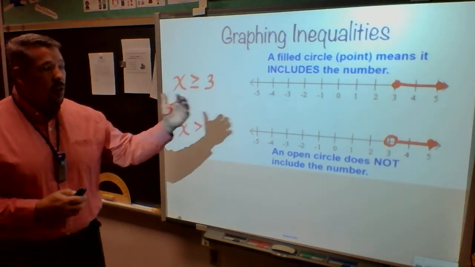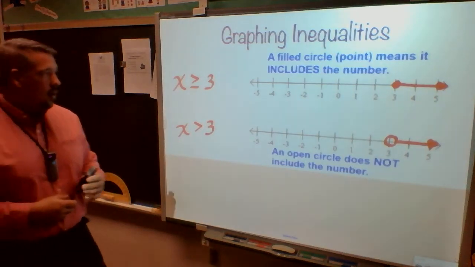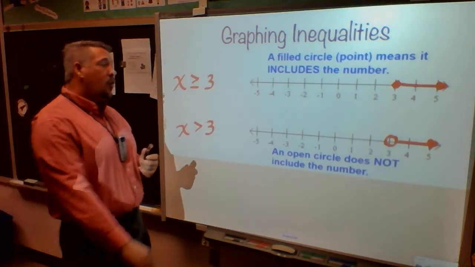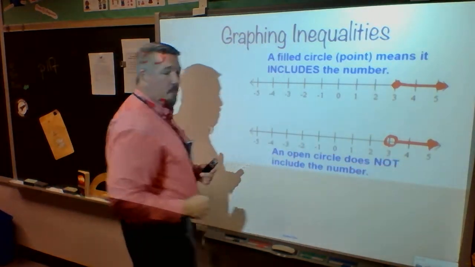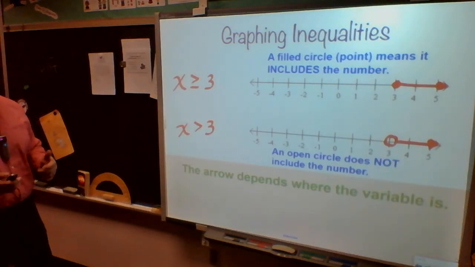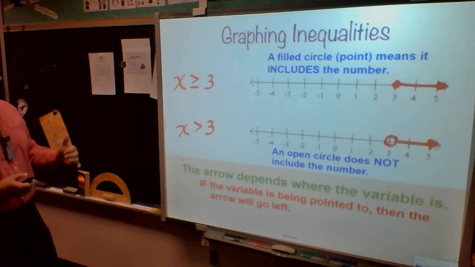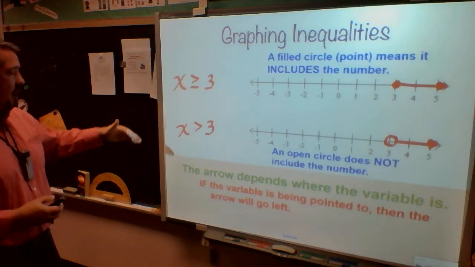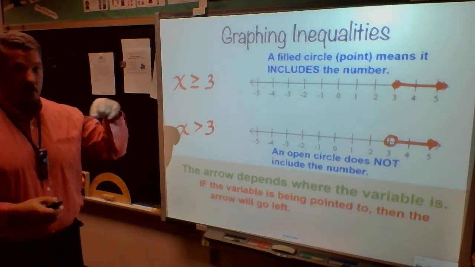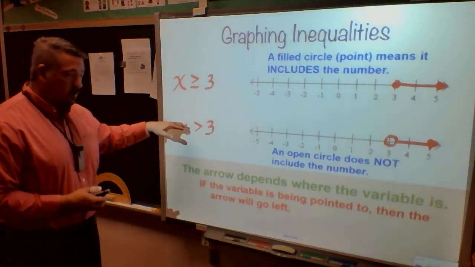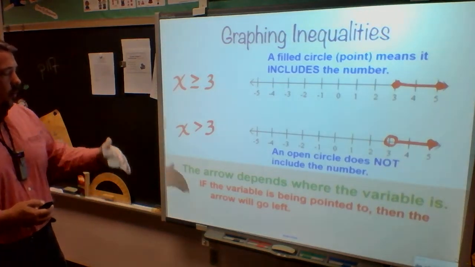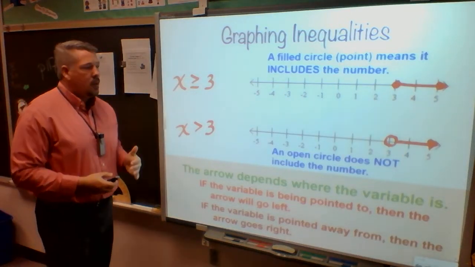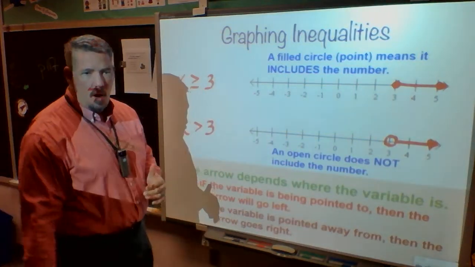The arrows then tell me everything else that will be included. So it could be 3, or it could be anything bigger than 3. It could not be 3, but it could be anything bigger than 3. So the arrow depends on where the variable is. And where that variable is then, if the arrow is being pointed to it, then I know that the arrow is going to go left, which I don't have up there, but you're going to see here in just a second. If the arrow, once again, of the sign, is pointed away from it, then I know it's going to go right. And on both of these, the arrow points away from my variable. So I know that my number line is filled in to the right.